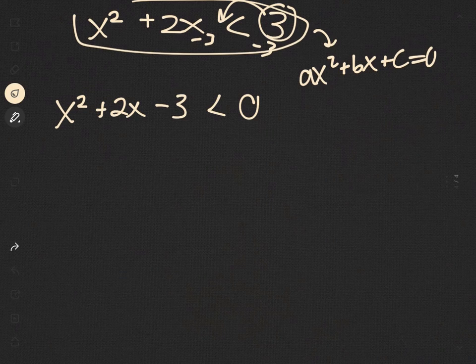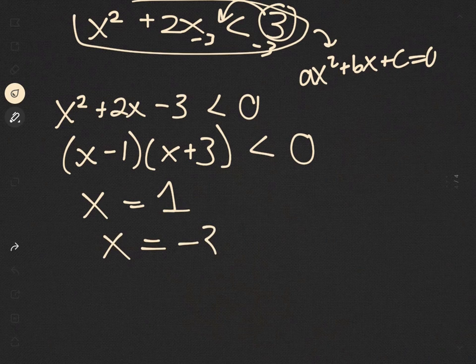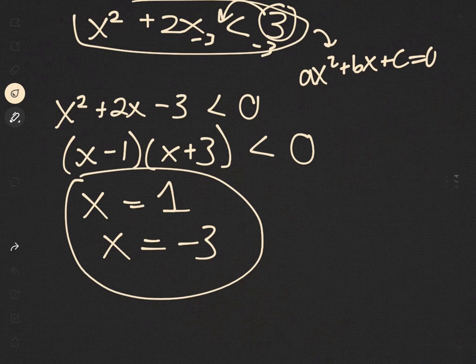Now, from this point forward, I can just factor this. x minus 1, x plus 3. And if this was an equation, my solutions would have been x is equal to 1 and x is equal to negative 3. However, this isn't a regular equation. This is an inequality, so we're not done yet. Using these possible solutions, we're going to do something called testing them out. So these are our test points.